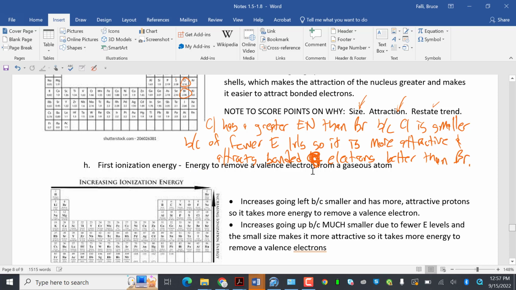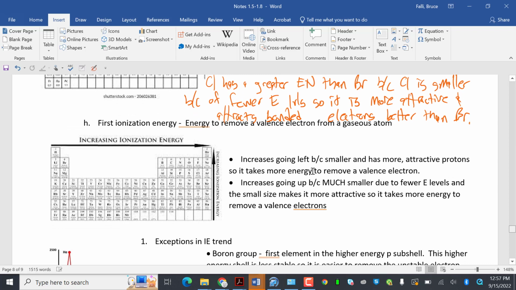That's it. First ionization energy. Energy to remove a valence electron from a gaseous atom. Although some people say gaseous, I think either one's fine. All right, so ionization energy is the energy to remove, rip away, a valence electron. So what's keeping it from being ripped away is its attraction for the positive nucleus.